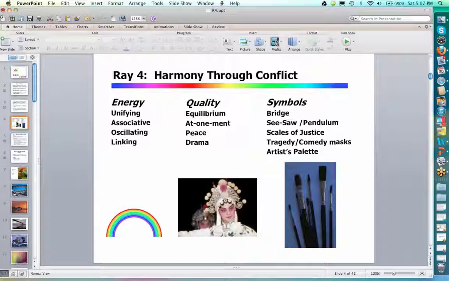Why the drama? Some of the symbols for the fourth ray is the bridge, because the bridge wants to connect, right? It connects two different sides. The seesaw, as has been said, or a pendulum which swings from side to side. The scales of justice, wanting to find a point of balance. Can we see how opposites exist within this ray? You've got one side, you've got another side, which brings to us the idea of those masks, tragedy and comedy. And because it's the fourth ray, the ray of expression, it is considered the artist's palette.